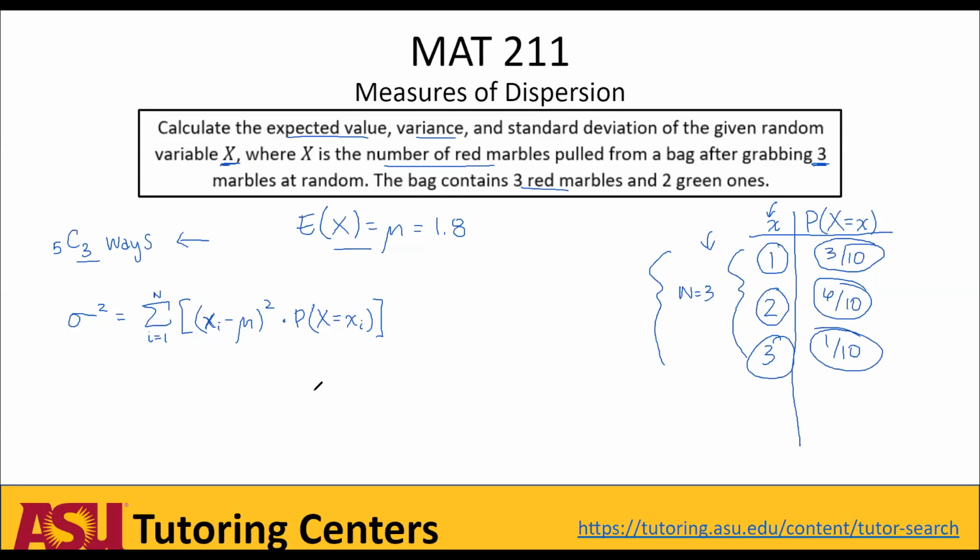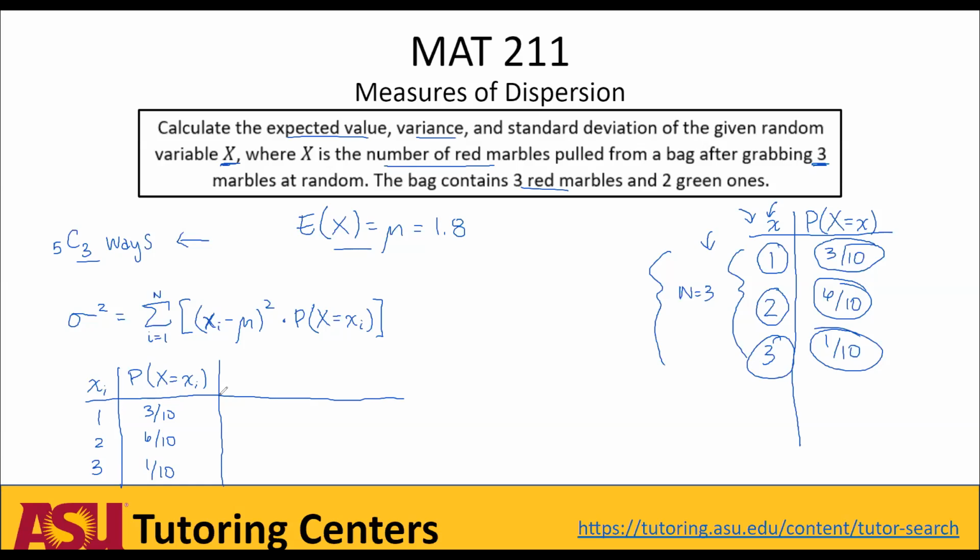So it's often easiest to use a table to calculate this. We can start with our xi values here, which are these guys, and we'll say 1, 2, and 3. We can fill in our probabilities. Our probability that x is equal to each xi here, which we know to be 3/10, 6/10, and 1/10.